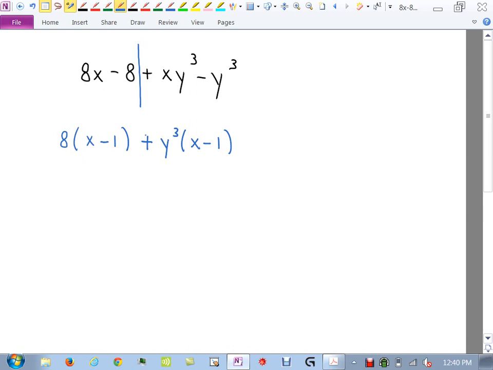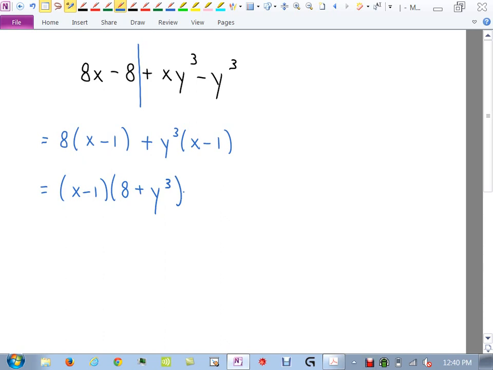Now let's just double check it. Old school, new school, right? Y cubed times x, that's it. Y cubed times -1, negative y cubed. So that does work, right? So I can rewrite this now, whatever they had in common, x minus 1, and then in parentheses, the two things that were in front, right?